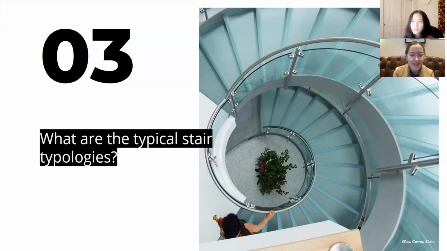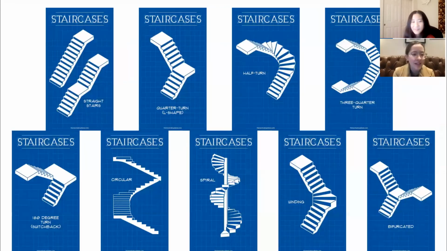What are the typical stair typologies? There's different stair typologies, but we'll talk about the main ones. Please go to the next slide. So you can see how there's a straight kind, there's an L-shaped, a U-shaped, winders, spirals, and curved stairs. These are a few different ways of approaching these designs.